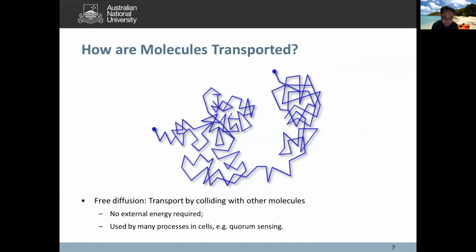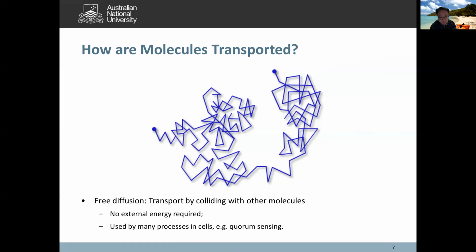In this case, it is very suitable to be considered and applied in nanoscale communication, because in nanoscale communications or nanoscale applications, it is very, very challenging to provide external energy, for example from a battery, to support the transmission. So the free diffusion of molecules does not require any external energy. And given this, the transportation of molecules is used by many processes in cells, for example quorum sensing, which we are going to introduce in a later section.